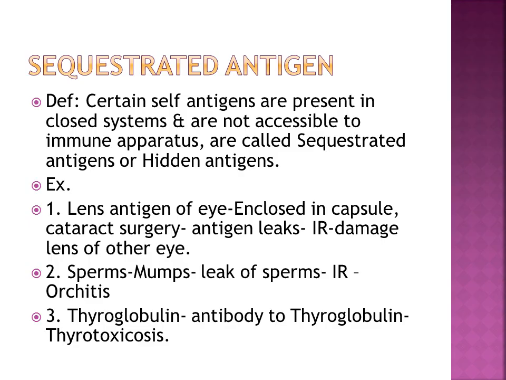Examples of a few sequestrated antigens: first is the lens antigen of the eye, which is enclosed in a capsule. But while doing cataract surgery, if the antigen leaks, it causes an immune response and damages the lens of the other eye. Second is sperms, which are in hidden form. But if there is mumps infection and the sperms leak, that causes an immune response and orchitis, that is inflammation of the testes.